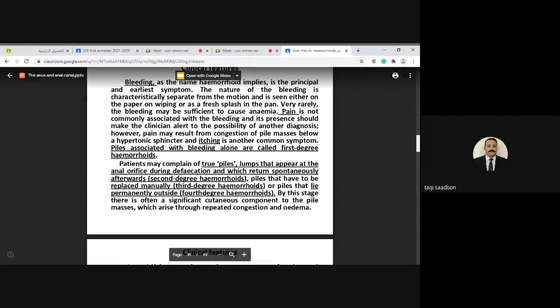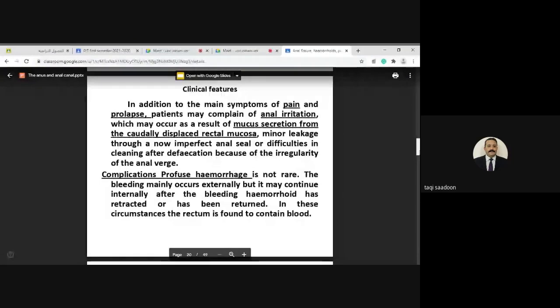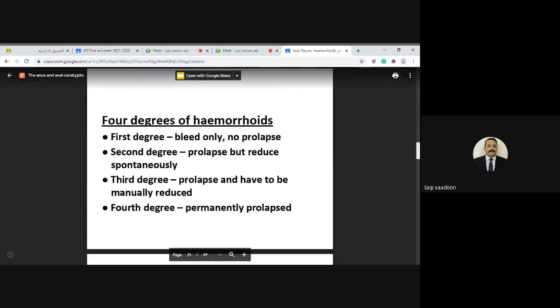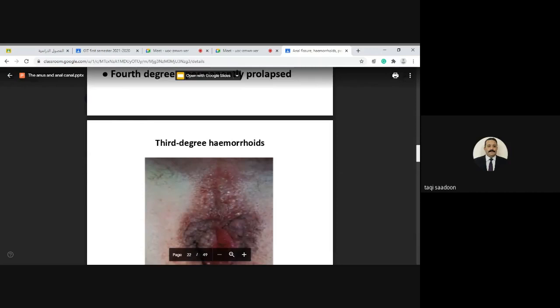So pain, prolapse, anal irritation due to mucus secretion from the rectal mucosa. Complications of profuse hemorrhoids sometimes occur, leading to anemia or chronic blood loss. So these are the four degrees of hemorrhoids. First degree, bleeding only, no prolapse. Second degree, prolapse but reduced spontaneously. Third degree, prolapse and has to be manually reduced. And the fourth degree, permanently prolapsed. This is the third degree hemorrhoid.